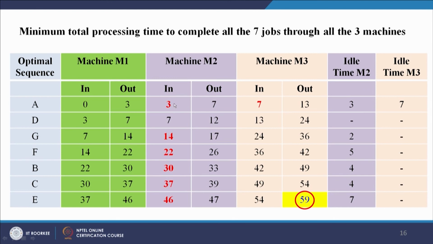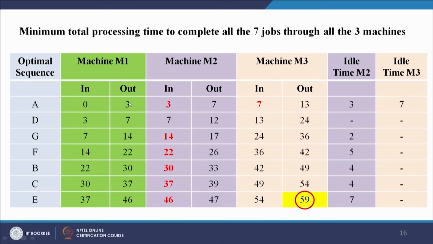It enters machine 2 after 3 hours and is out from machine 2 after 7 hours, and enters machine 3 after 7 hours and gets out after processing for 6 hours, in 13 hours. So that is our C. We can see the working on job A in 3 machines. And similarly D is scheduled, when it will start on machine 1 after 3 hours, because for the first 3 hours job A is sequenced on machine 1.